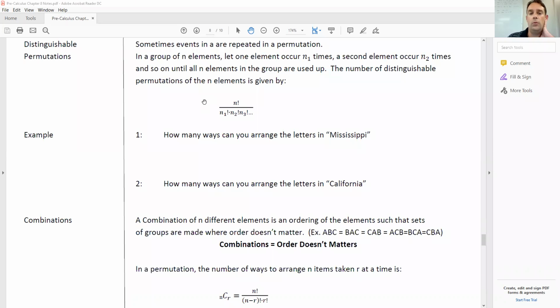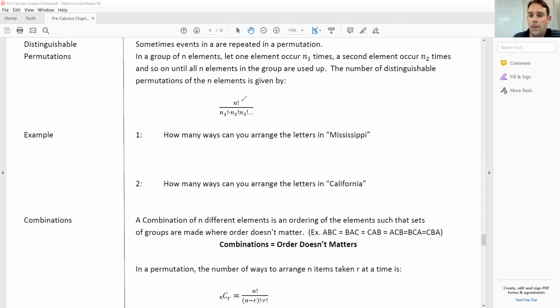Now, we keep going here, friends. Sometimes you have permutations where things repeat. Like, how many ways can you arrange the letters in Mississippi? Well, friends, you got 4 S's and 4 I's and 2 P's. It doesn't matter where I put a P. Those P's can be the same thing. So they're not different letters. And that's what this little formula says up here. Each thing that repeats, however many times it repeats, that goes in the denominator. The total number of terms would go on top.